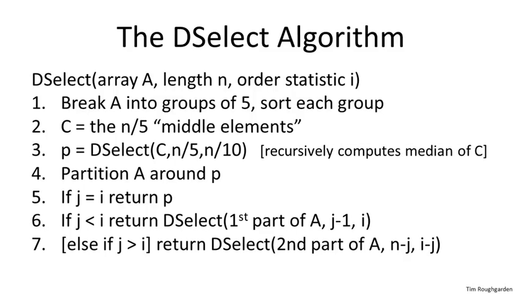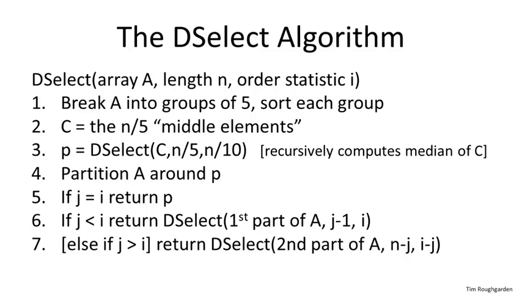So we take those n over 5 first round winners, the middle element of each of the sorted groups of 5. We copy those over into a new array, capital C, of length n over 5. And then we run the second round of our tournament, in which we elect the median of these n over 5 first round winners as our final pivot, as our final winner. So we do that by recursively calling deselect on C. It has length n over 5. We're looking for the median, so that's the n over 10th order statistic in that array.